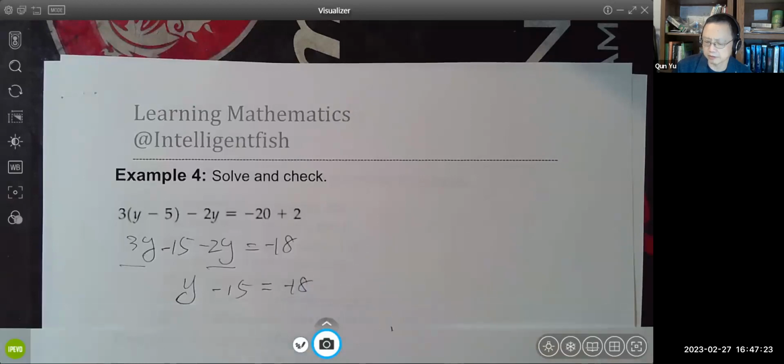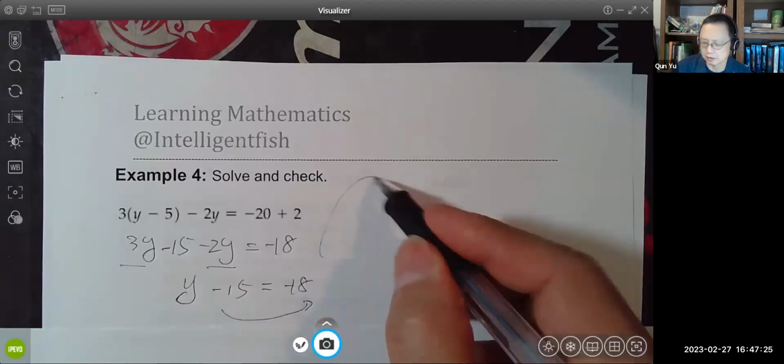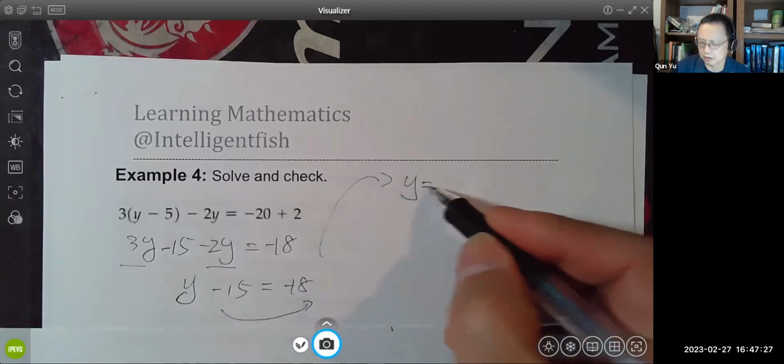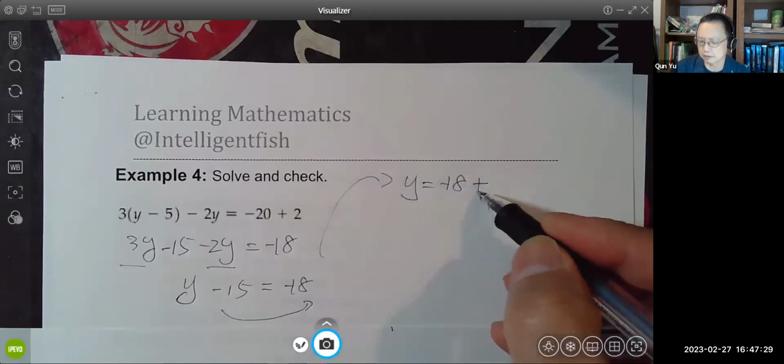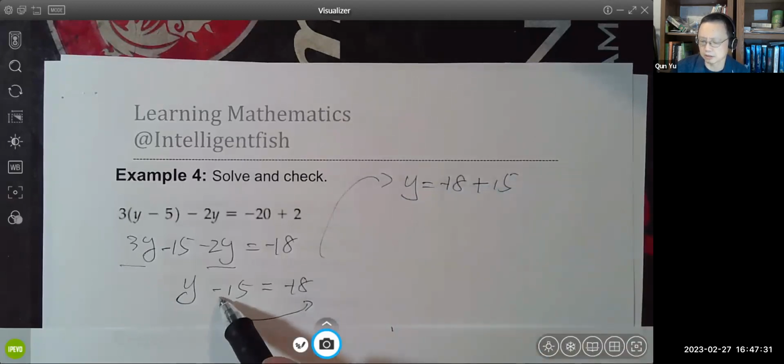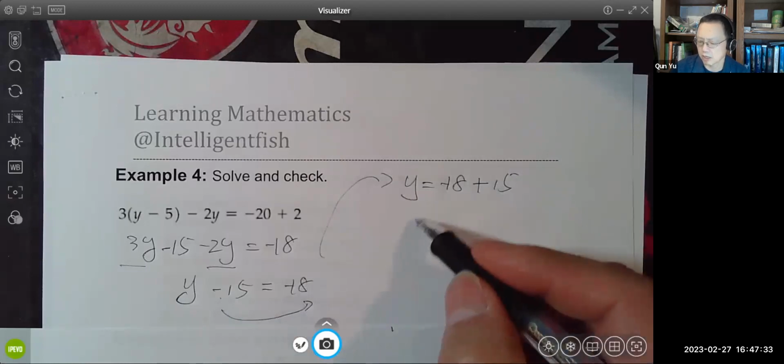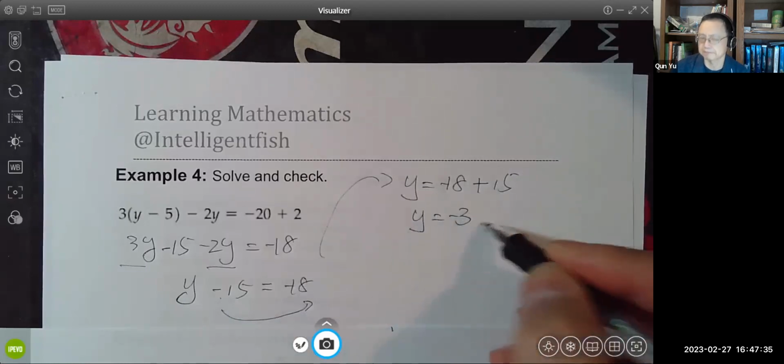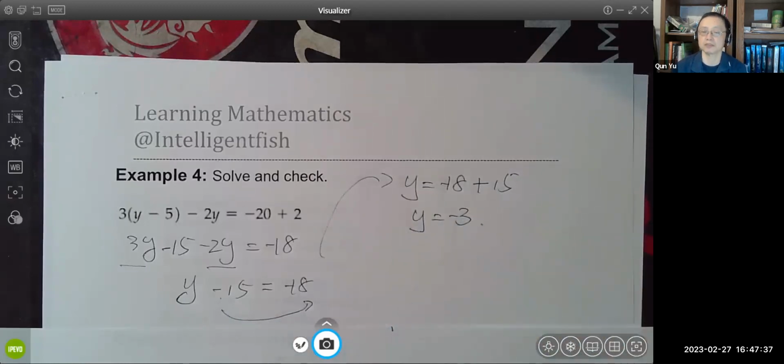We don't want negative 15, move it to the other side. So we get y equals negative 18 plus 15. Remember, change the sign to the opposite. Now y equals negative 3. So pretty fast, actually. After some exercise, you can do it even faster, maybe.